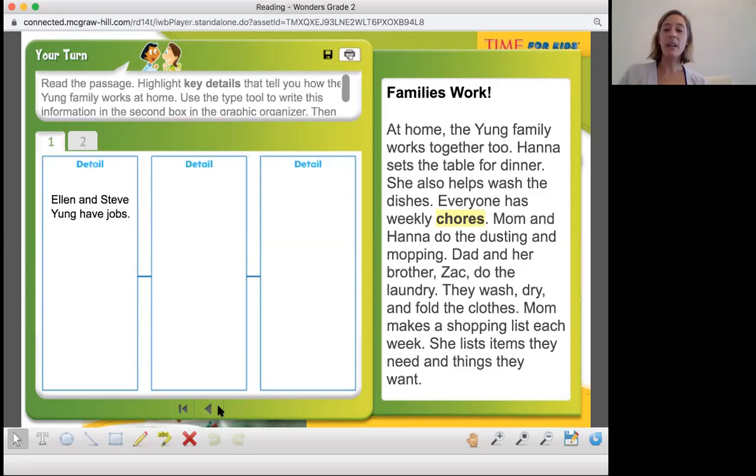Now we're going to take this time to write down our first key detail that answers the question, how does the Young family work together? We're going to write down Ellen and Steve Young have jobs. So I want you to pause the video and get that first key detail written down on your paper. Go ahead and pause the video and do that now.